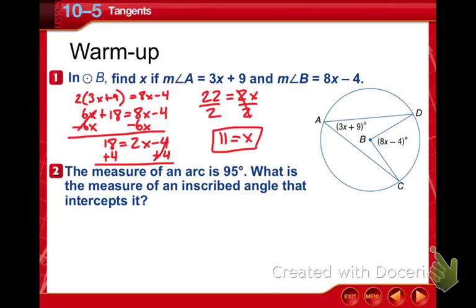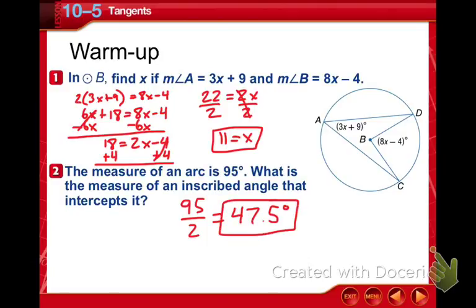would be needed. Number 2, the measure of an arc is 95 degrees. What is the measure of an inscribed angle that intercepts it? So this goes back to one theorem, and this is basically what we did on the first one for the angle A, but in reverse. We know the arc, now we're going to get the angle, so we just need to take our 95 and divide it by 2. So 95 divided by 2 comes out to be 47.5 degrees.